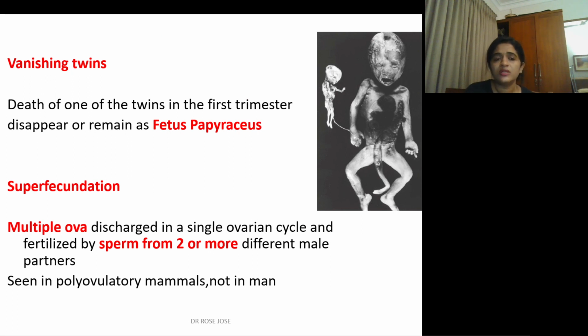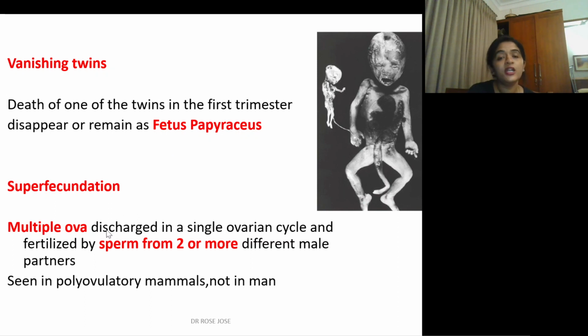Another condition is known as vanishing twin. That is, in the initial period, if you do a USG, you will identify the condition as a twin, but there will be death of one of the twins in the first trimester. So if you do a repeat USG, you will get only one single fetus. So the other fetus might have disappeared, or sometimes you can see it as a remnant. That is known as fetus papyraceus. Another condition you can get is superfecundation.